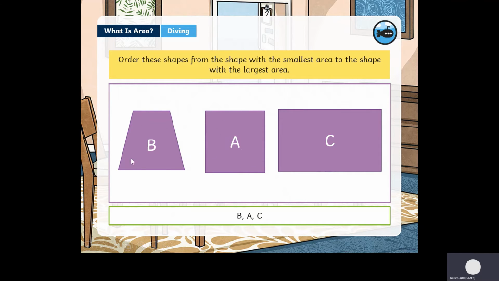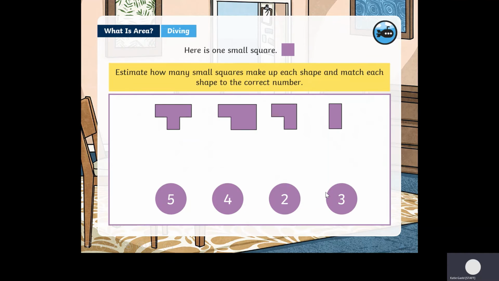So we've got the smallest shape is B, then we've got A, and we can see that A is clearly smaller than C. We could probably almost fit 2 of A inside C. So the order should be B, A, and C.